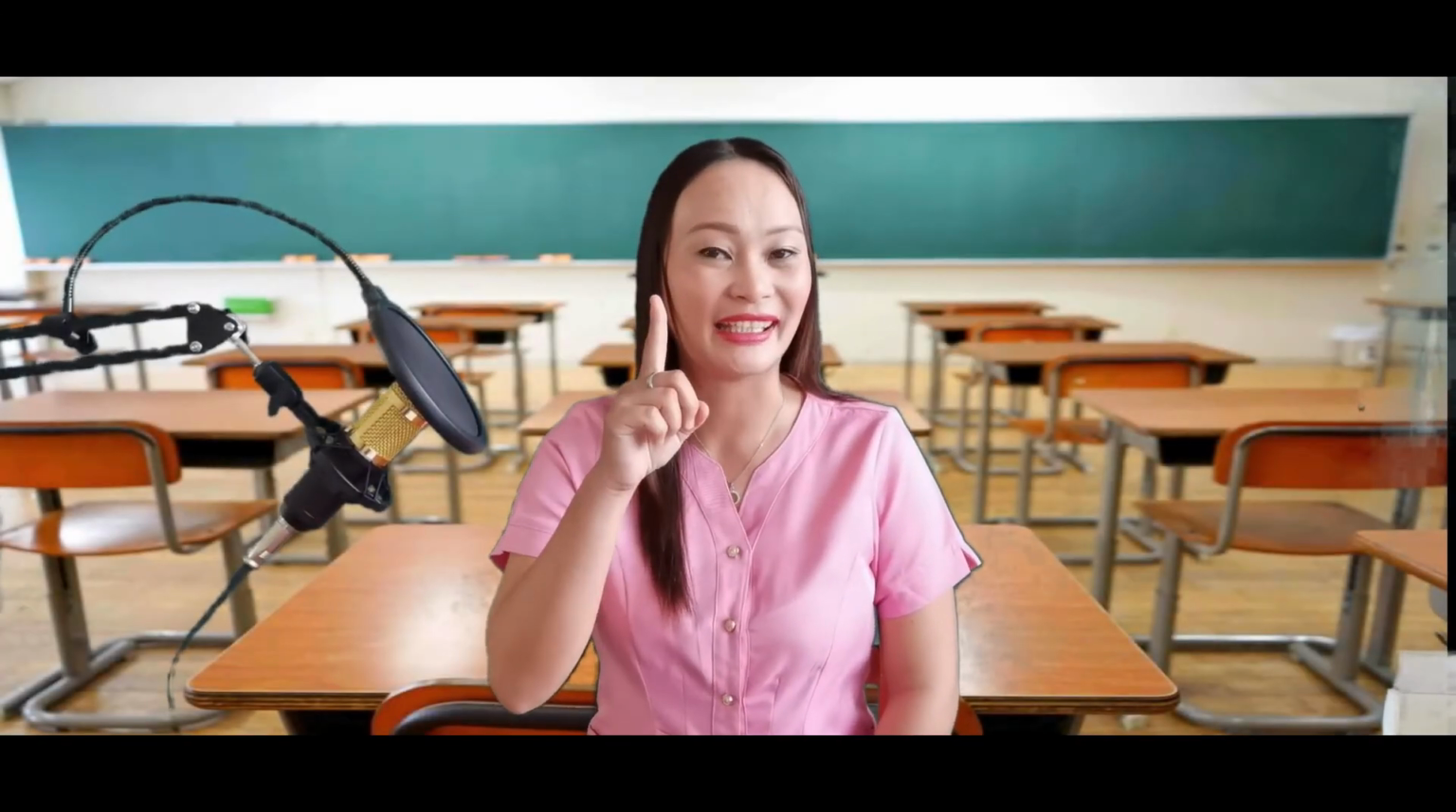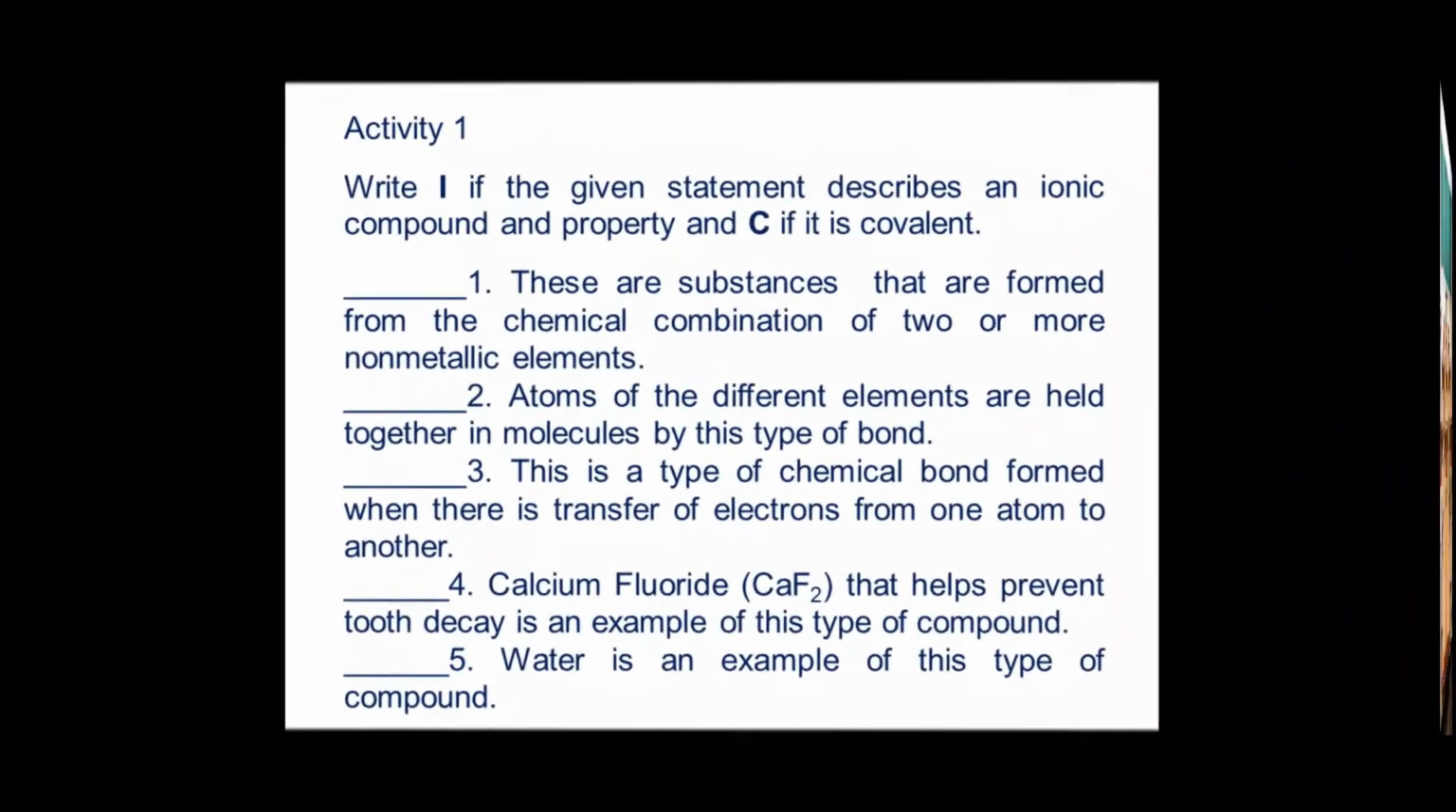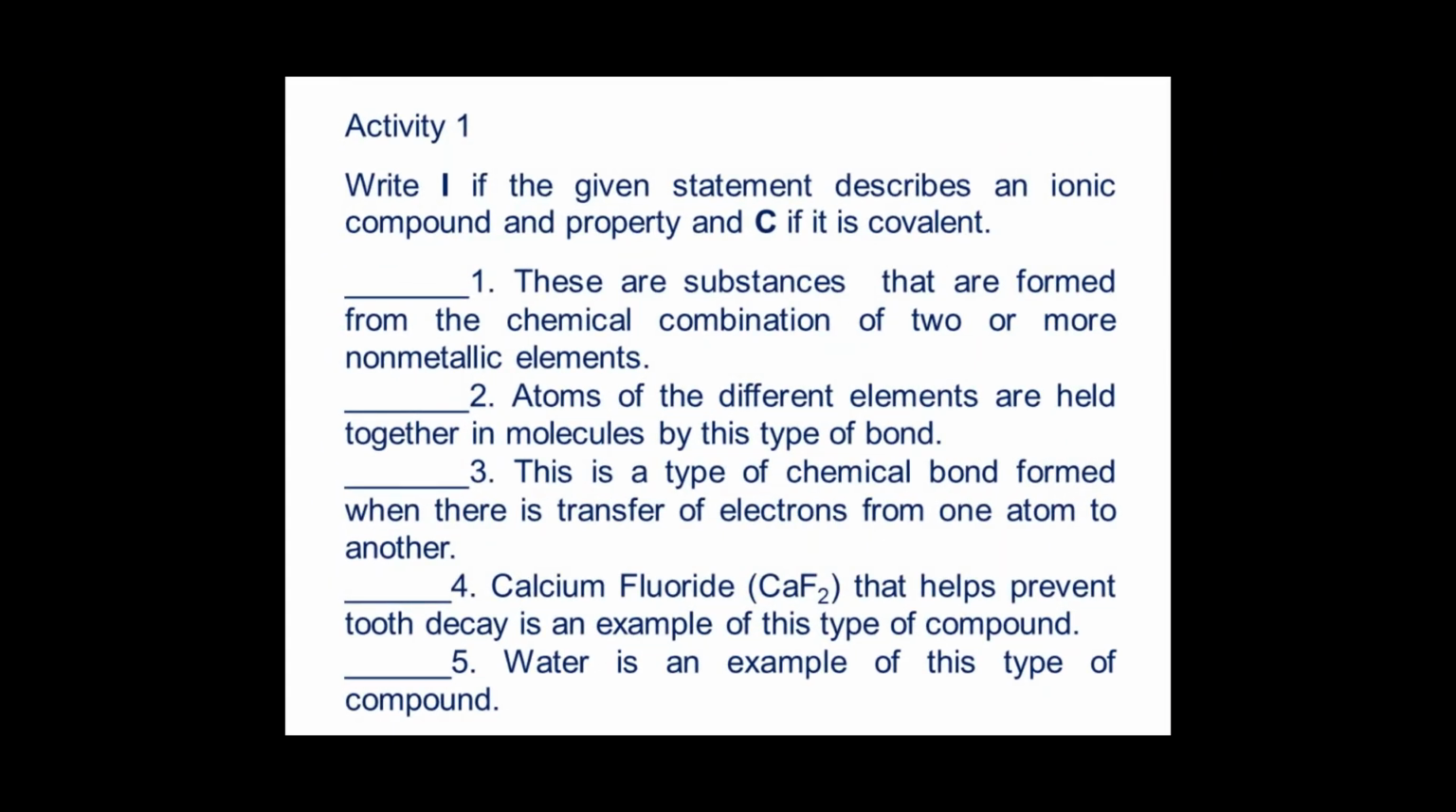Now you're learning! Here are some enrichment activities for you to work on to strengthen the basic concepts you have learned from our mini lessons. Take a look at the PowerPoint presentation on your screen. Activity 1. Write the letter I if the given statement describes an ionic compound and property, and the letter C if it is covalent.